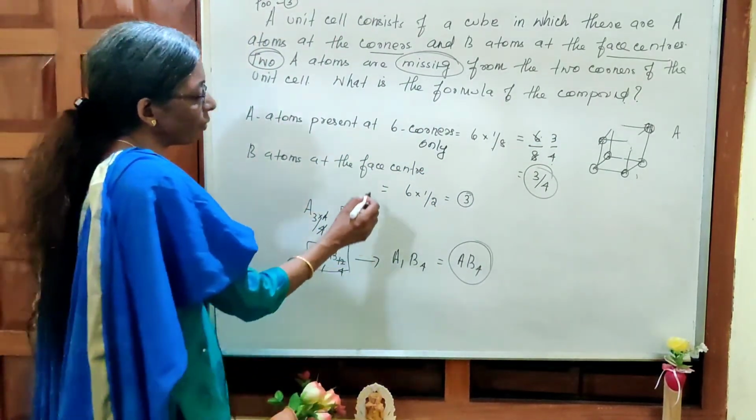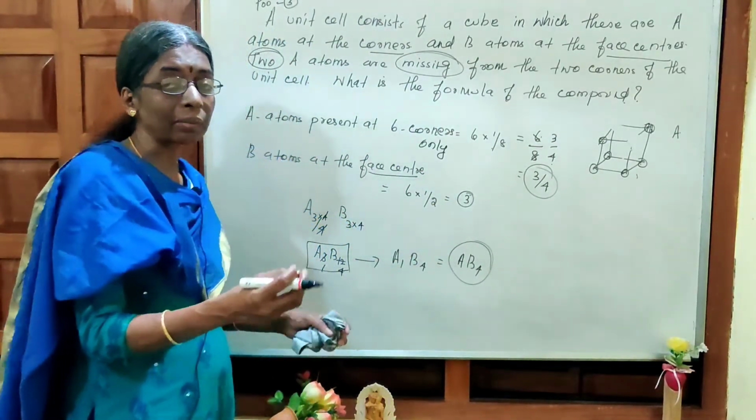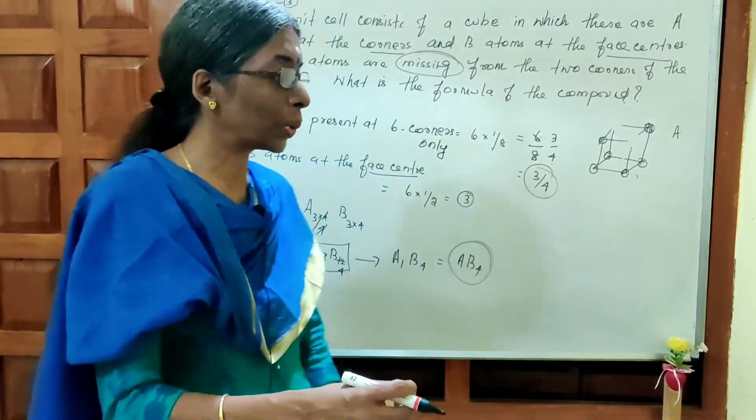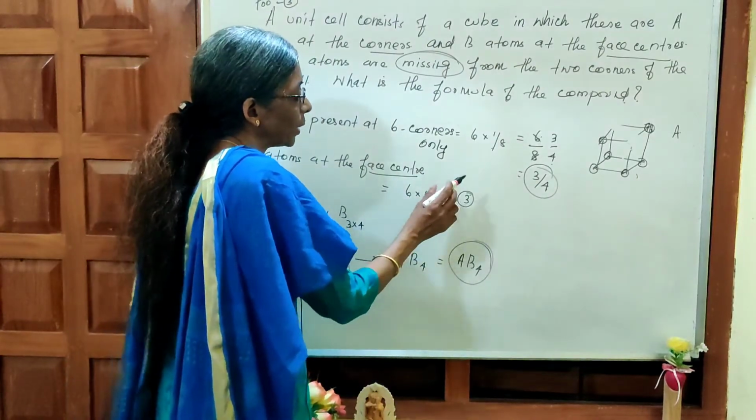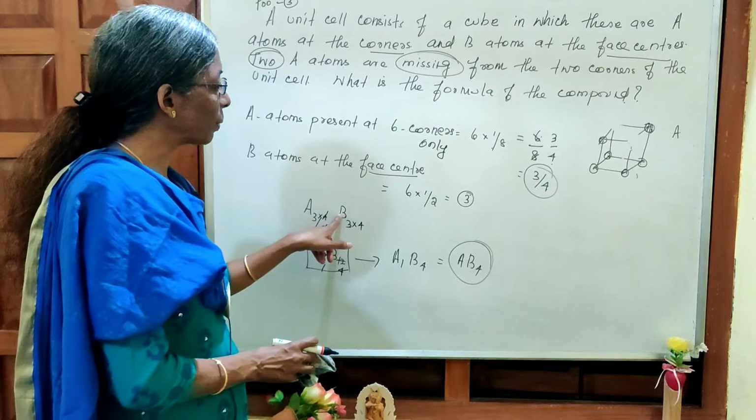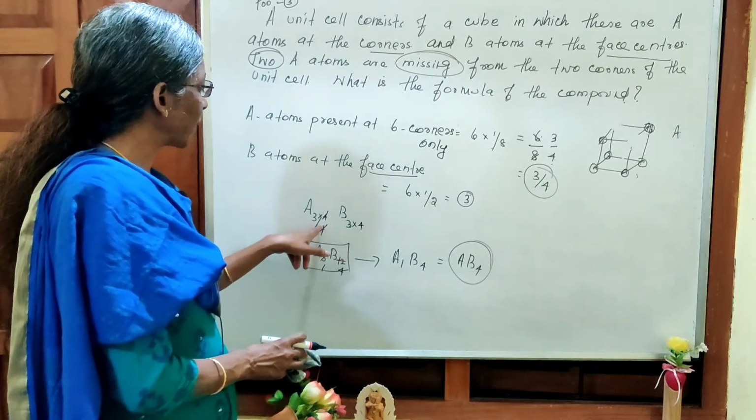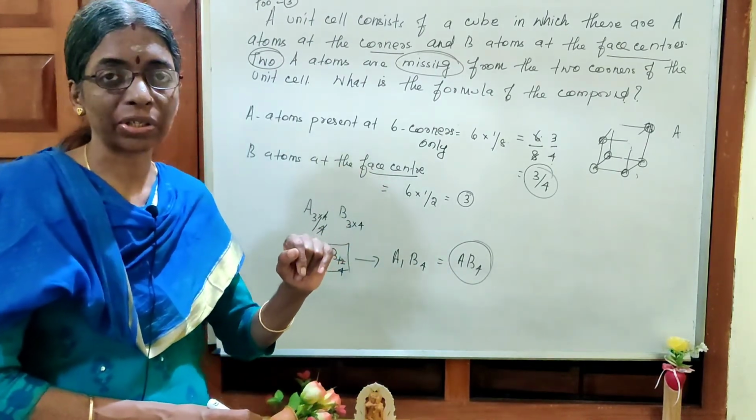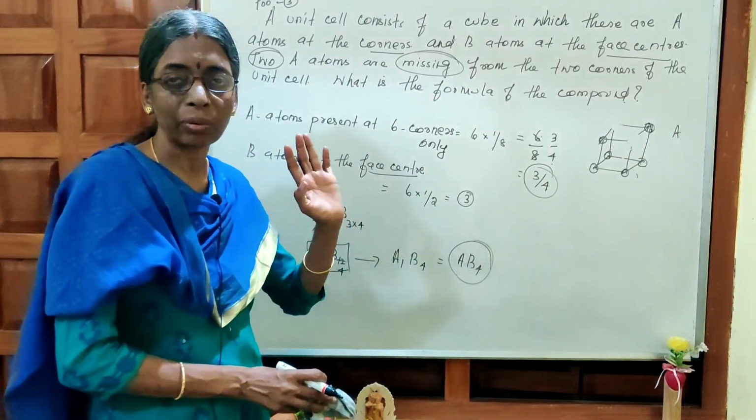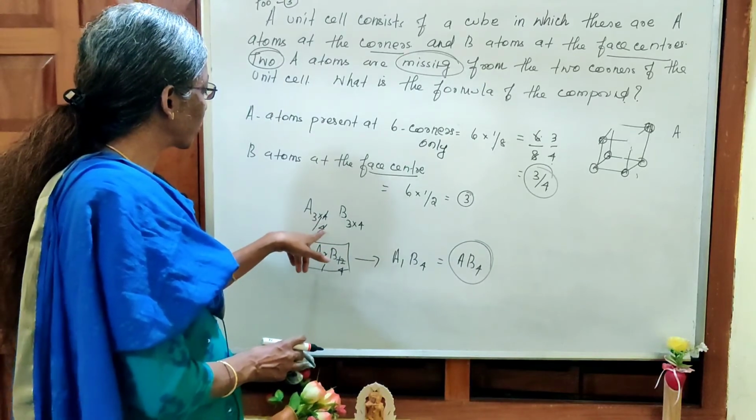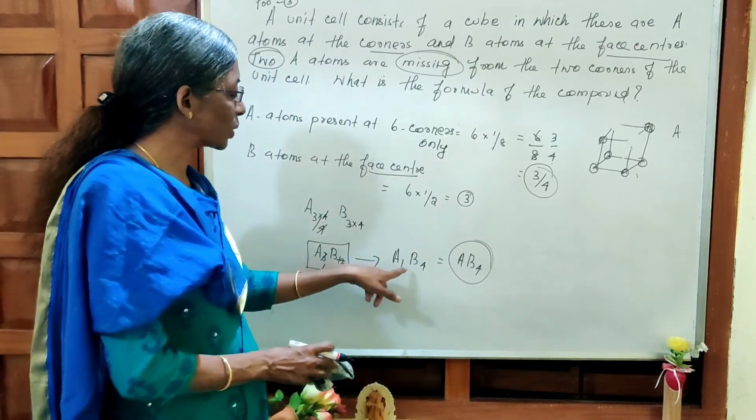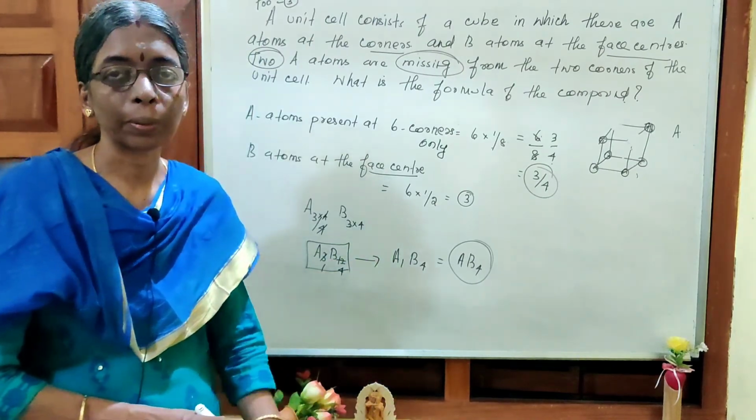The B atoms are at the face centers. That we know. What is the contribution of face center atoms to the unit cell? 1 by 2. So here 6 into 1 by 2, 3. So A is 3 by 4, and B will be 3. Atoms can never be in fraction, so we multiply by 4. This also we multiply by 4. So equal distribution: A3, B12. Still you can simplify this. You get A1, B4.